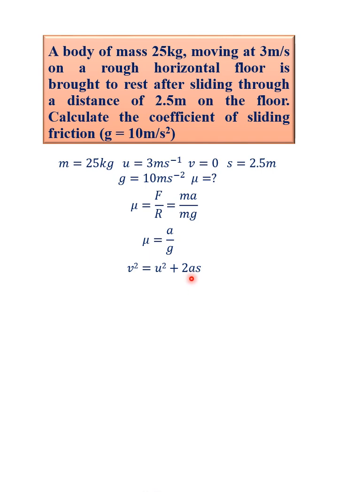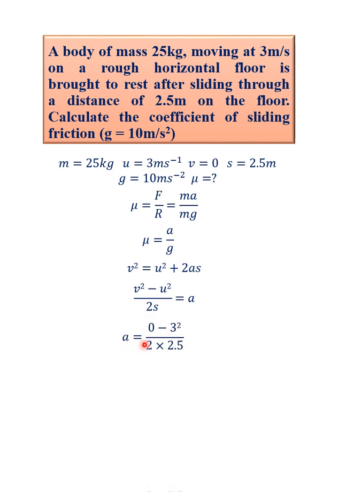So if we make a the subject of the formula here, the u square will cross the equal to sign first to become minus u square, and the 2s we finally cross to divide on the left hand side, so that v square minus u square divided by 2s equals a. So now we've made a the subject of the formula, and we are just going to substitute the values into this equation.